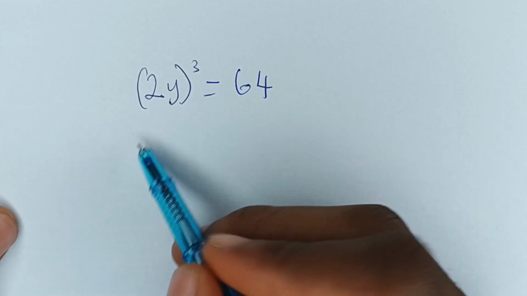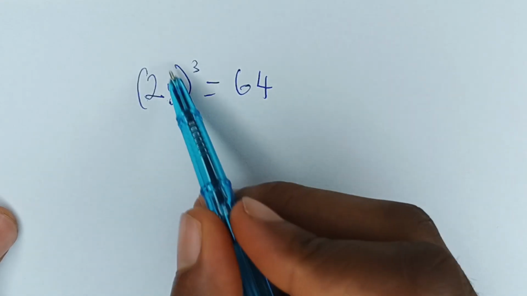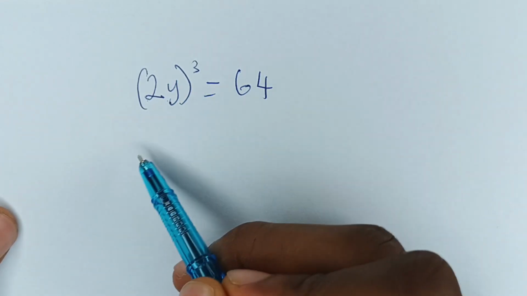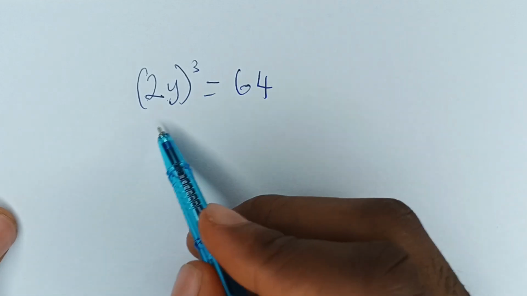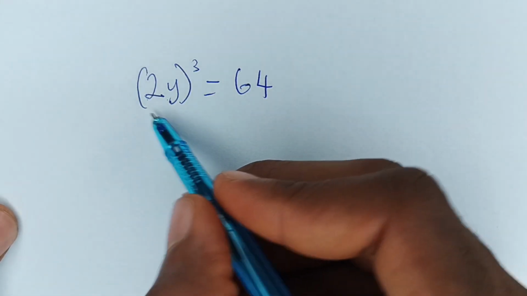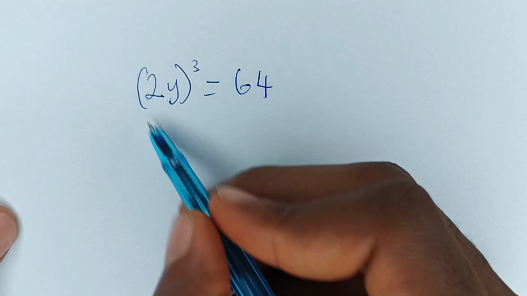Let's solve this equation together. It says (2y)^3 is equal to 64. How do we solve this? Okay, so the first thing to do here is to cross over 64.